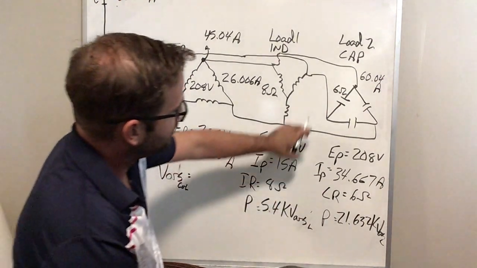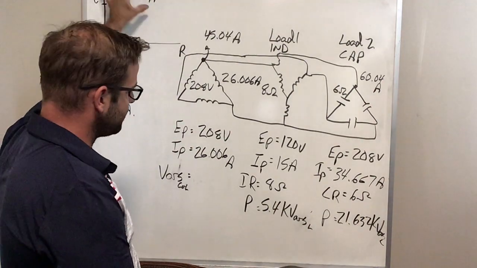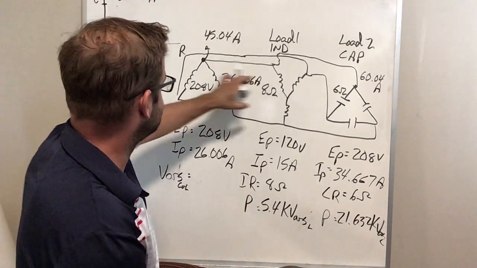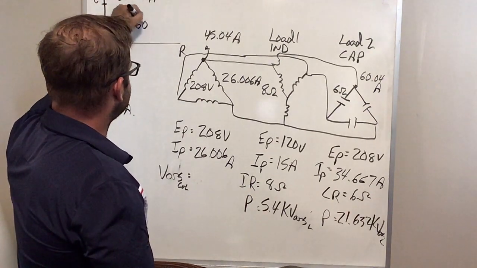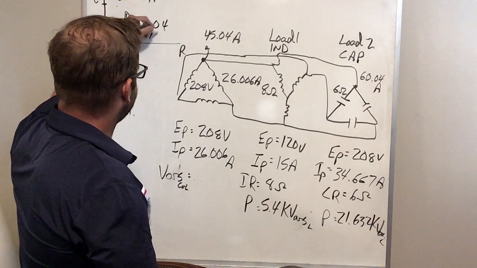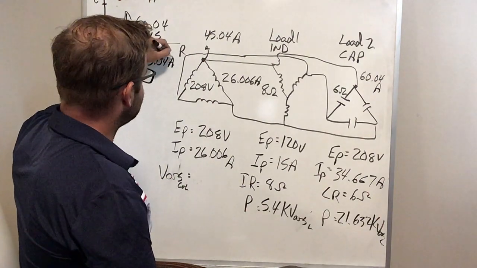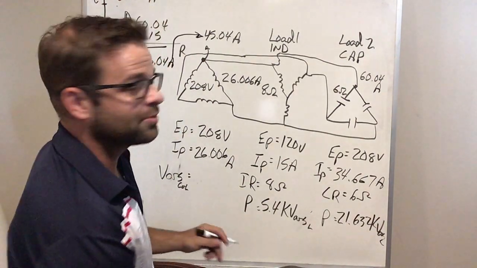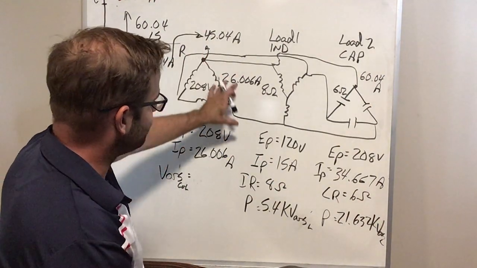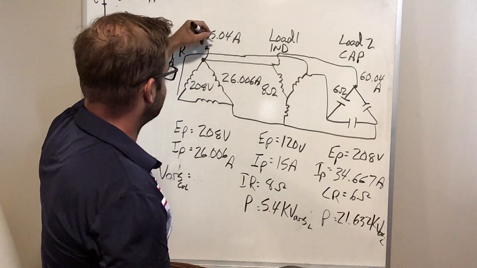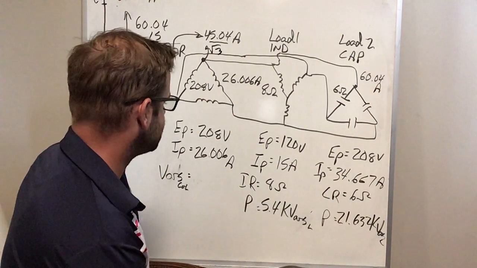So we take our line value of load number 2 and we stick it there. We take our line value of load number 1, stick it there. We take the difference between the two of those, so 60.04 subtract 15, and that equals 45.04 amps. That is a line value because we're using line values to calculate it, and then we have to bring it into phase value. So 45.04 divided by root 3 gives us our value of 26.006.